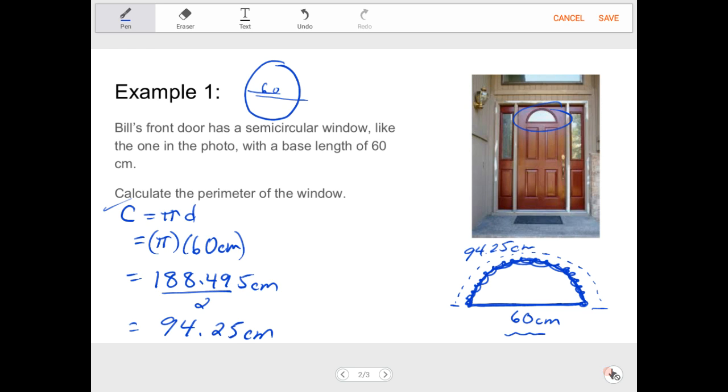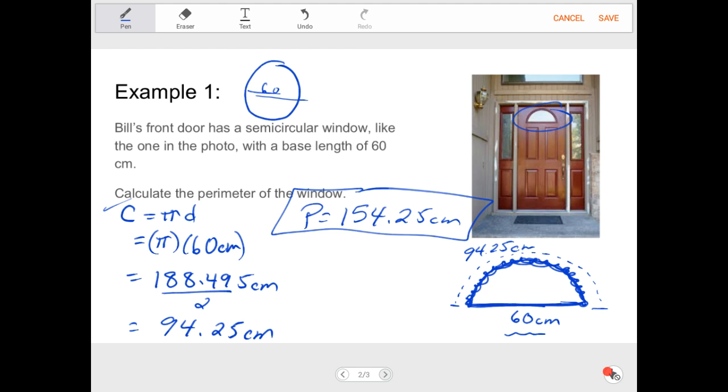So we know from here all the way to here is 94.25 centimeters. If you want to know the perimeter of the entire shape, you'd have to take that 94.25 plus the base. So there'd be one last step, just adding that. The true perimeter of this window is going to be 154.25 centimeters. Now again, nothing here is new or groundbreaking. I just wanted to show you some examples of where these calculations could go.